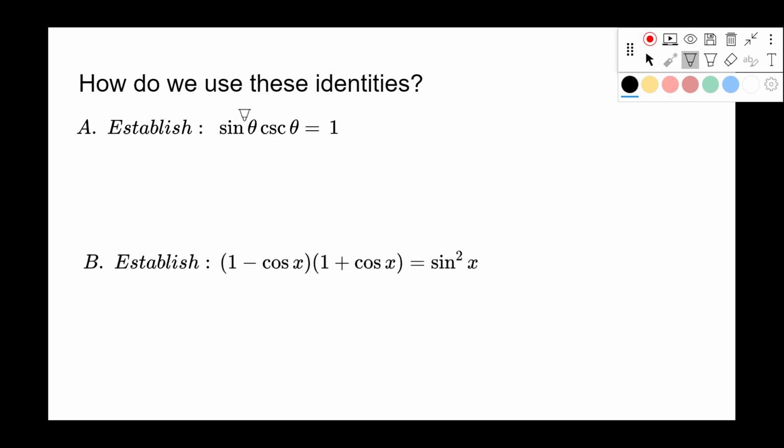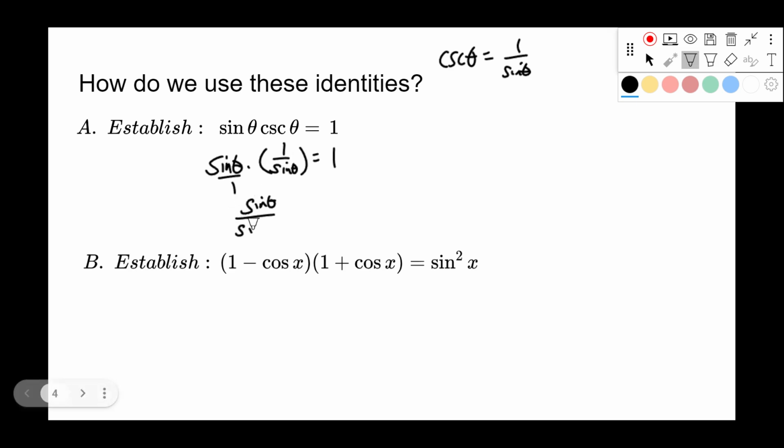So, we know that cosecant theta, cosecant is a reciprocal of sine, so cosecant's 1 over sine. So instead of writing cosecant, I'm going to swap it out and write 1 over sine in its place. So there's really a 1 underneath that sine. That gives me sine theta over sine theta. But sine divided by sine, they knock each other out. And I get 1. So I'm done. I did it. I showed that the two sides are exactly the same.